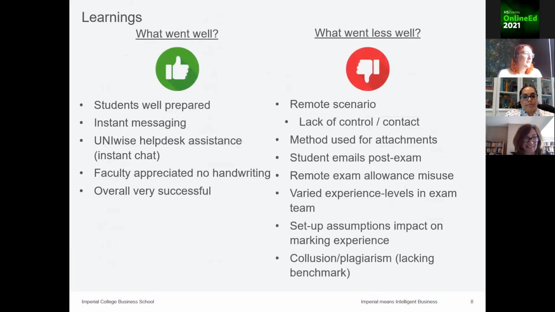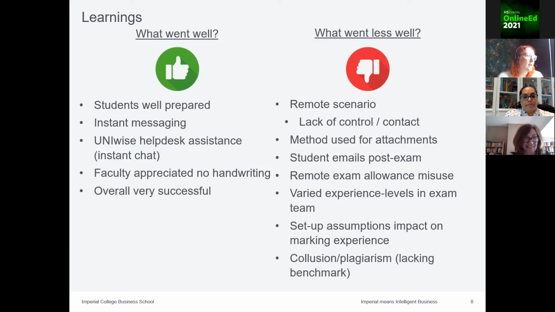Following on from those, obviously some things went very well and some things went less well. So on the good side, our students were very well prepared. There's an instant messaging system within the Wiseflow platform, and that was really helpful and worked really well for any in-exam updates from us in terms of any adjustments to questions, etc.